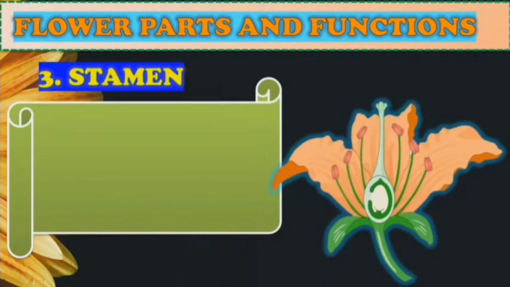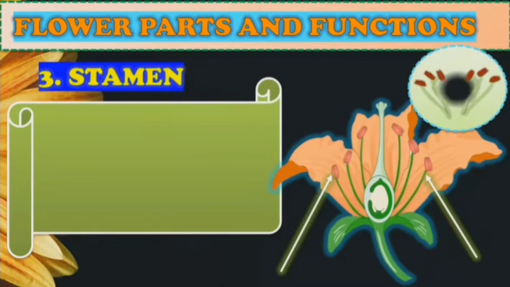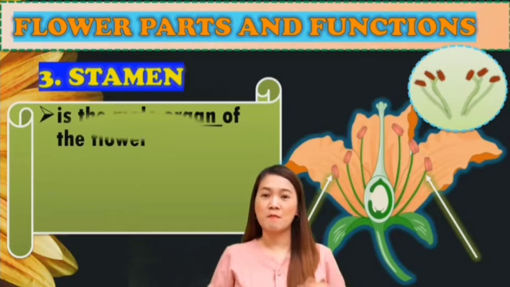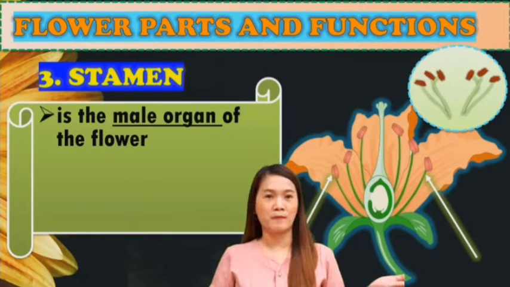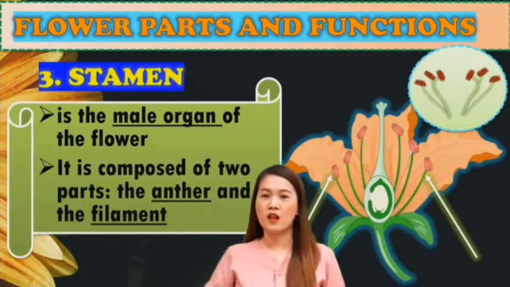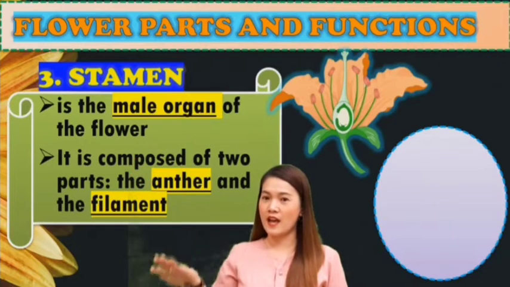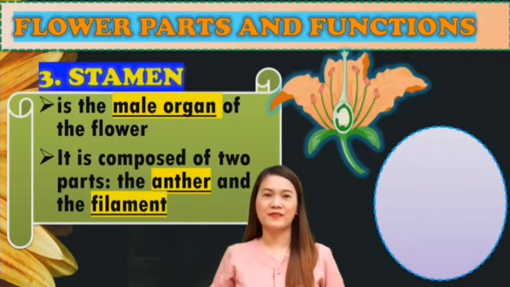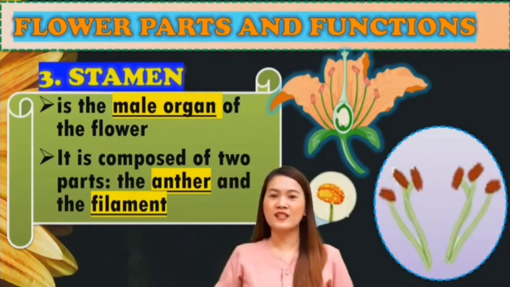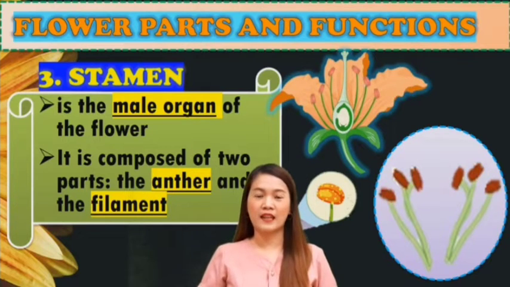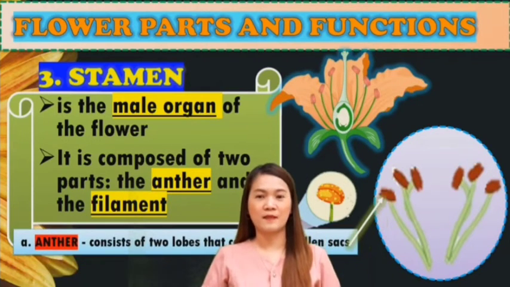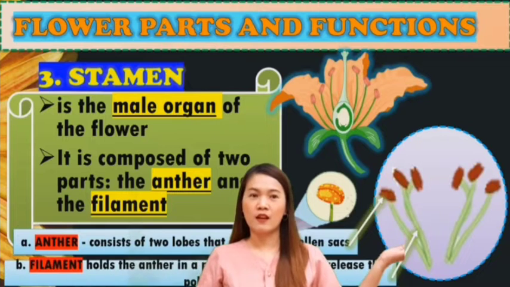They enclose the reproductive parts of the flower, which are the pistil and the stamen. These are the stamen. Stamen is the male organ of the flower. It is composed of the anther and the filament. Anther consists of two lobes that contain the pollen sacs, while the filament holds the anther.